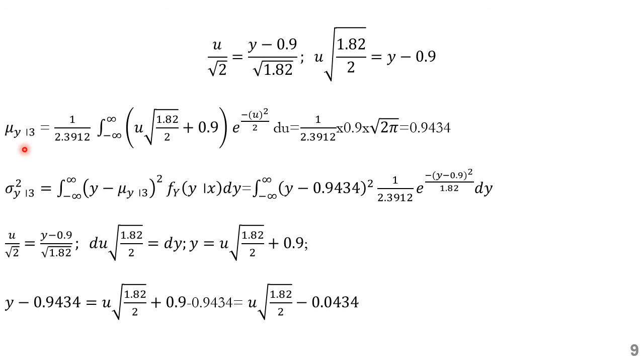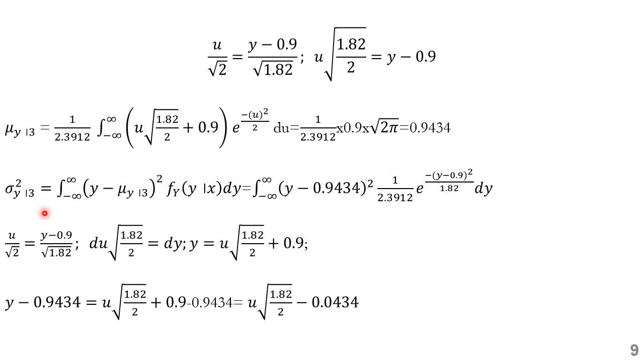We get mu of y given 3 is equal to 1 divided by 2.392 integral of (u into root of 1.82 by 2 plus 0.9) du e to the power minus u square by 2. On simplification, we get this as 0.9434.